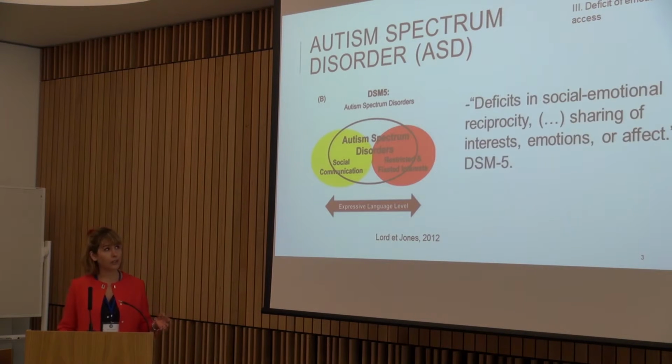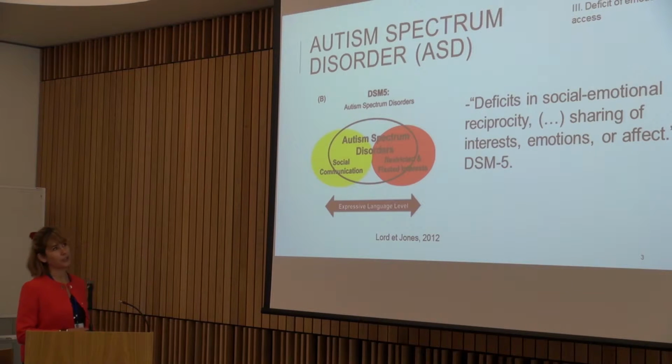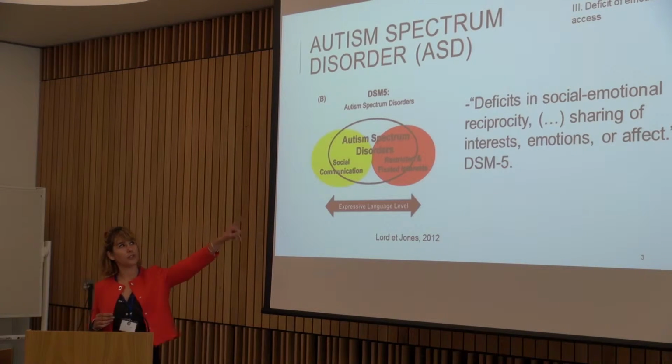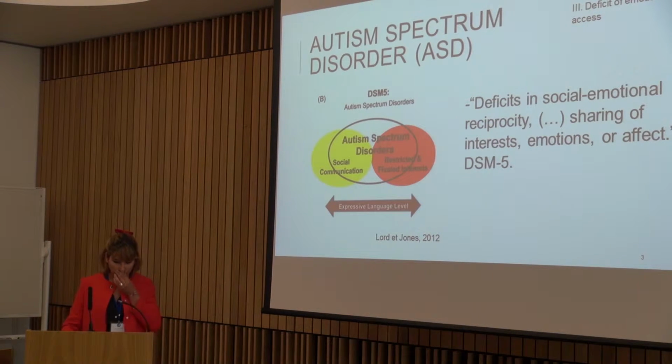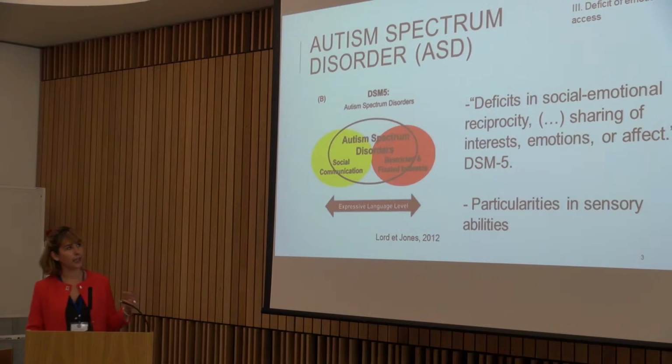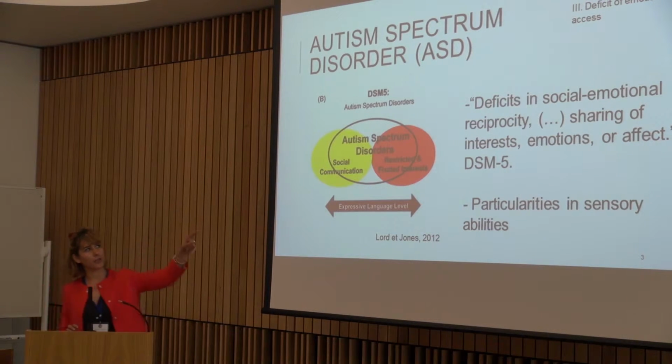According to the DSM-5, emotional particularities are one of the symptoms of social communication problems. So, deficits in social emotional reciprocity, sharing of interests, emotions, or affect. But people with autism also show particularities in their sensory abilities, and those are a part of the restricted and fixated interests, and I think that can be linked with emotional difficulties because they can react very emotionally to them.